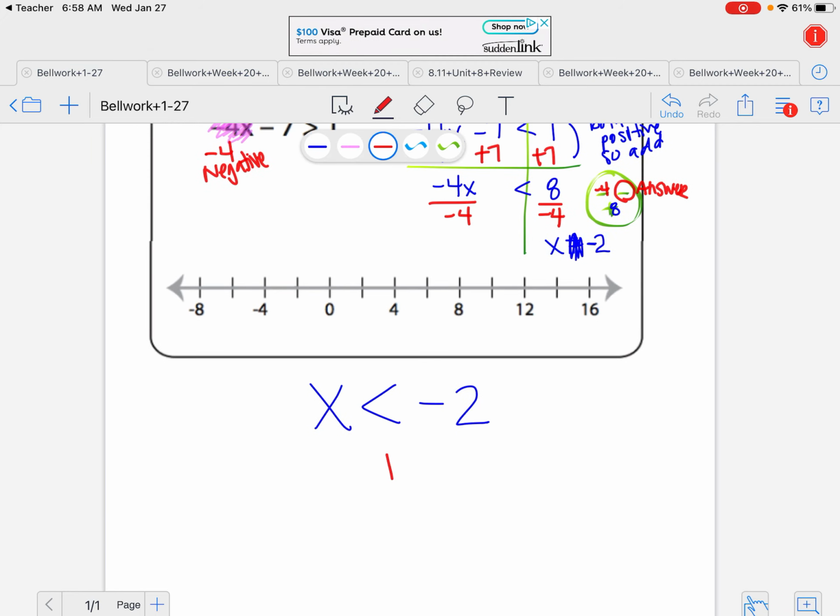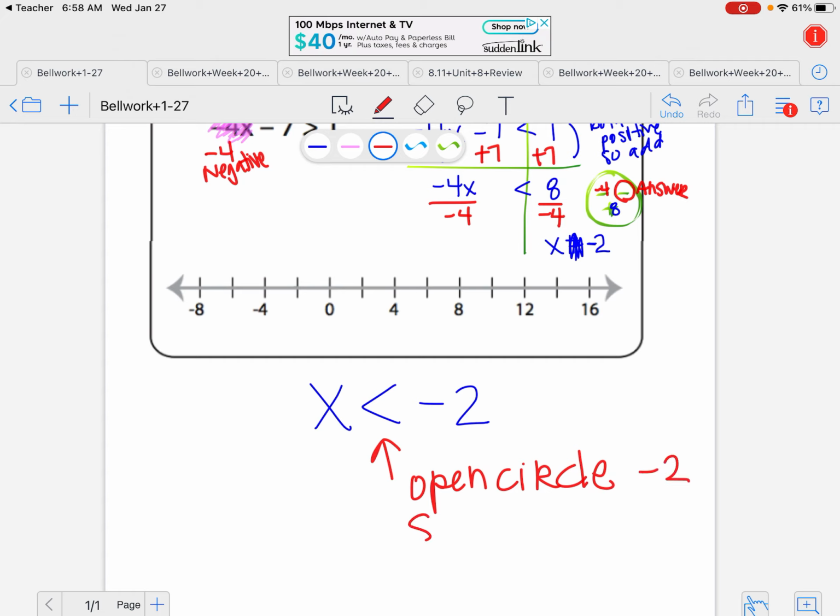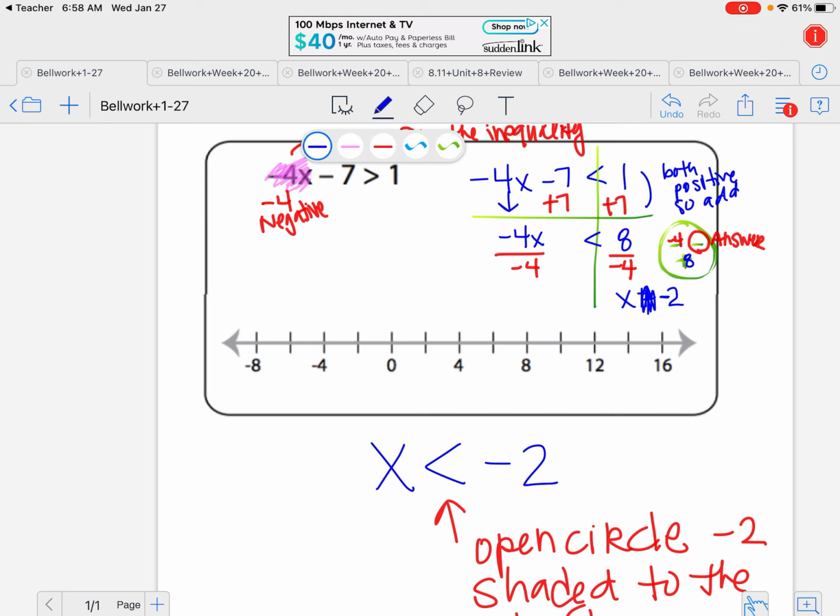So looking at the inequality, since this just says less than, I'm going to have an open circle on -2, and then I'm going to shade to the left because it says less than. So -2 would be right here.